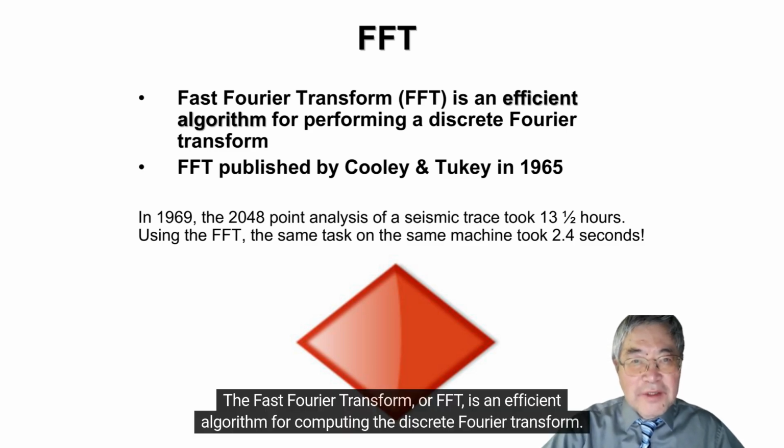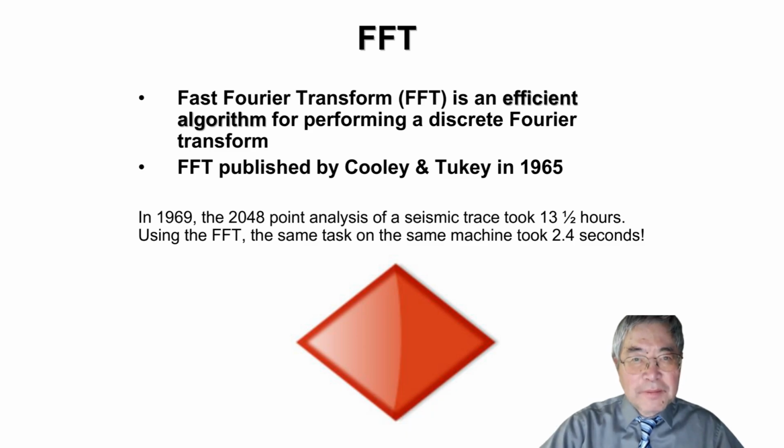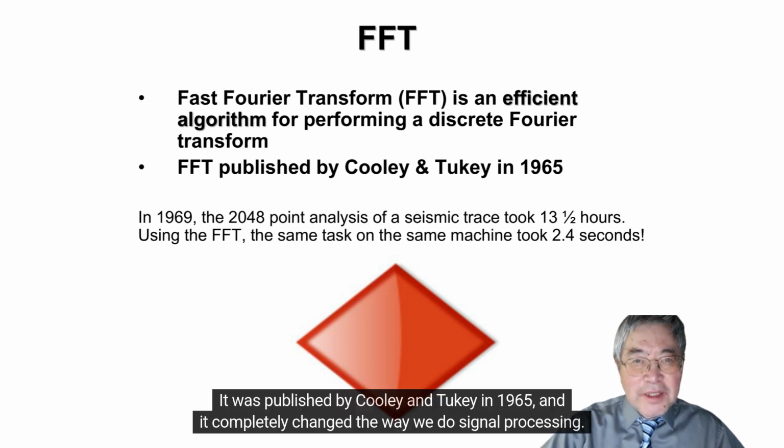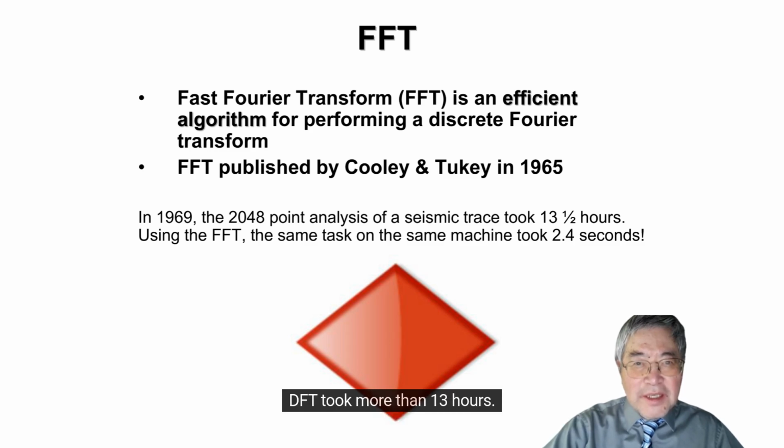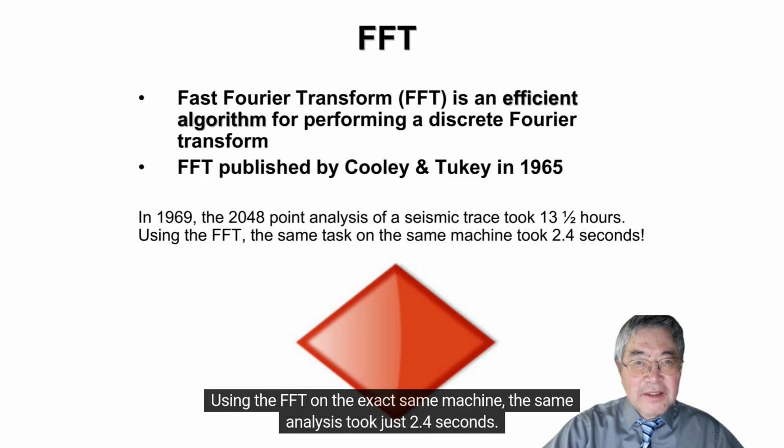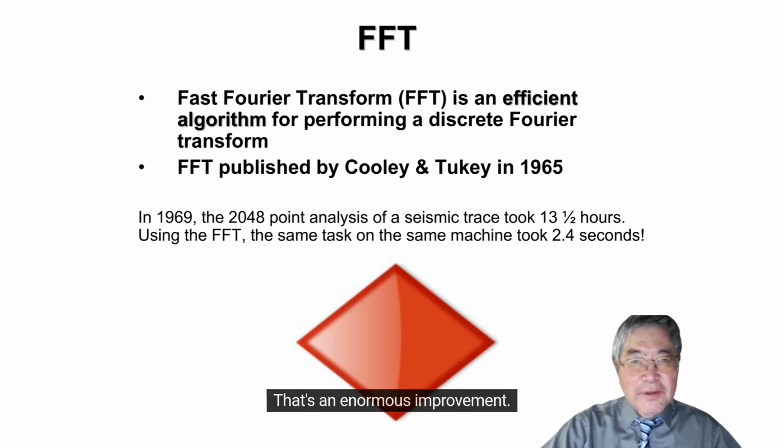The fast Fourier transform, or FFT, is an efficient algorithm for computing the discrete Fourier transform. It was published by Cooley and Tukey in 1965, and it completely changed the way we do signal processing. To give you an idea of its impact, in 1969, analyzing 2,048 data points from a seismic trace using the standard DFT took more than 13 hours. Using the FFT on the exact same machine, the same analysis took just 2.4 seconds. That's an enormous improvement.